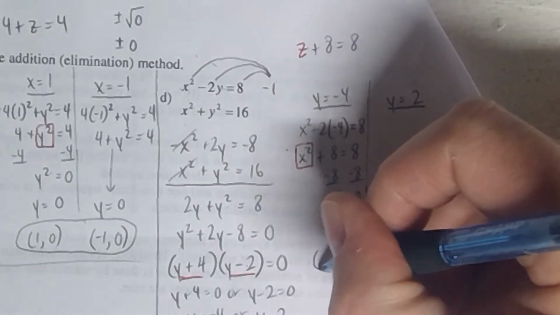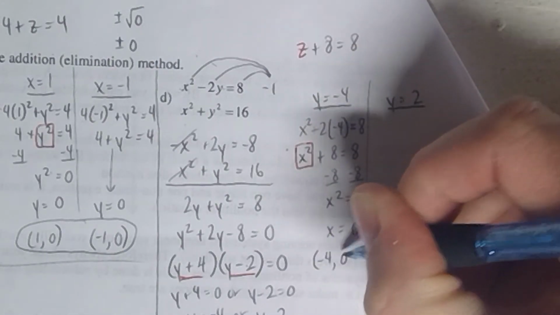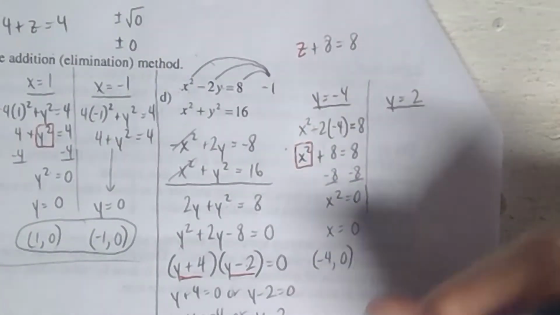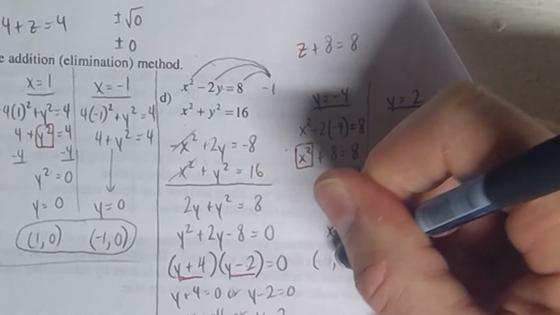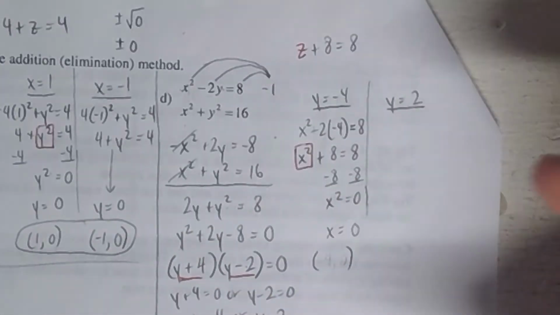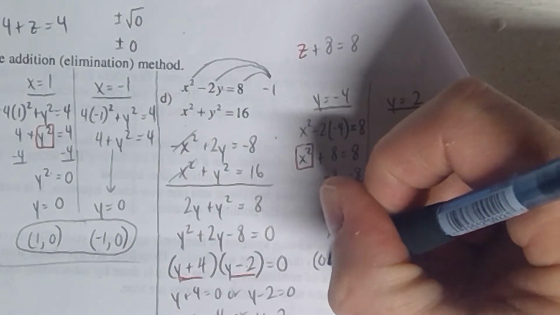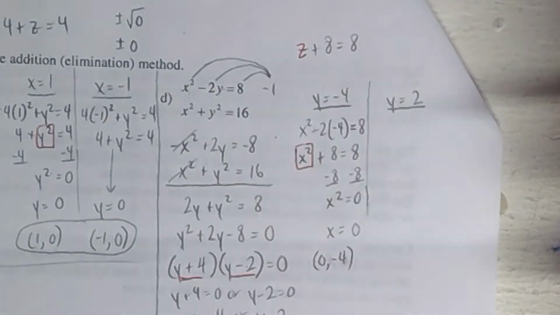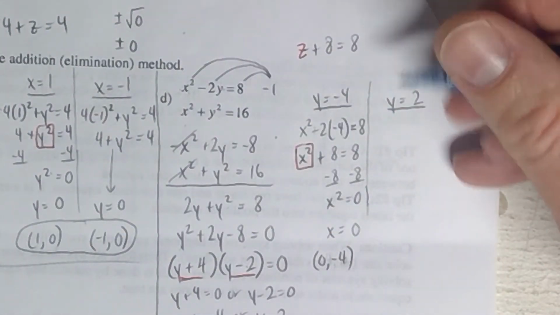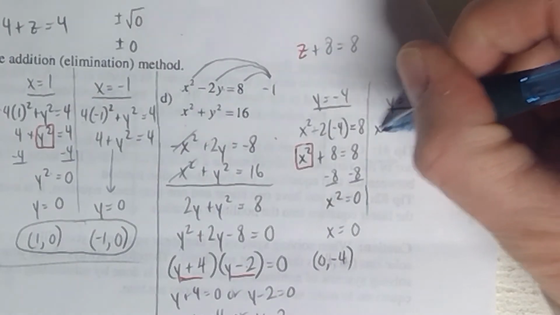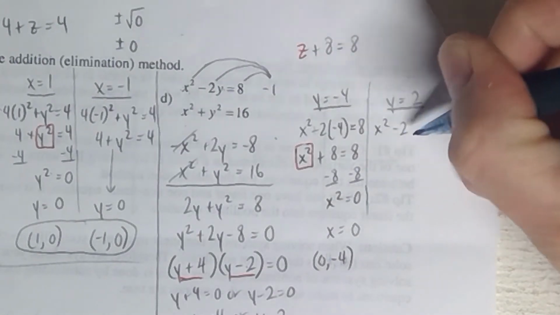So that means that negative 4 pairs up with 0. Oh, I'm sorry, I got that backwards. Remember, the x always comes first when you write out your ordered pair. So 0, comma, negative 4. And then what happens when I plug in y equal to 2? Let's see.